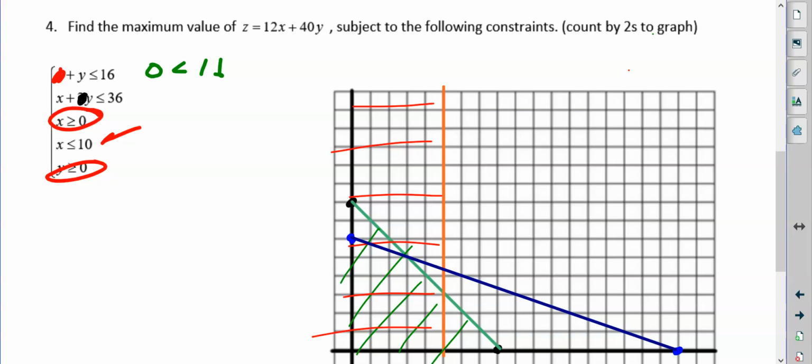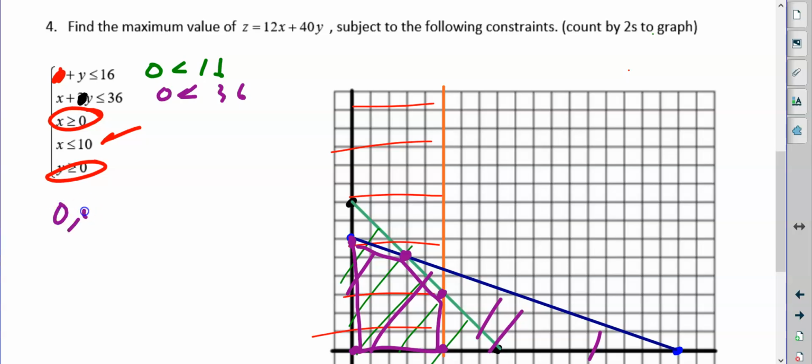Okay, so now I'm at the blue line. 0 is less than 36. That's true. So I'm going to shade down here. So what does it look like we have? It looks like we have left of the red line, under the green line. So we have a point right here, a point here, point here, and point here. So we have this shape right here.